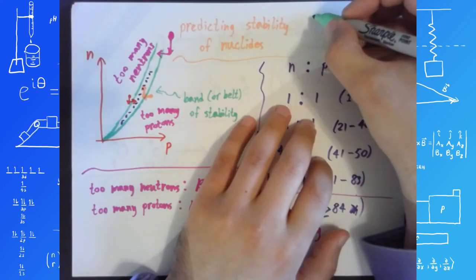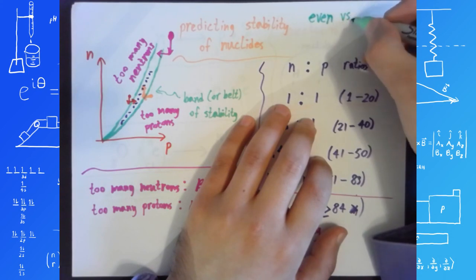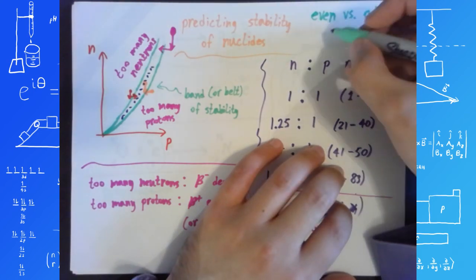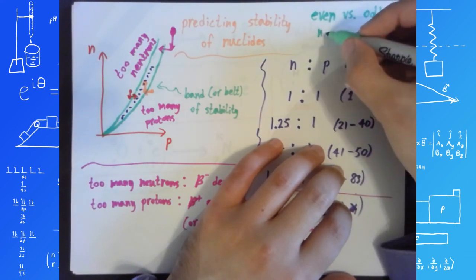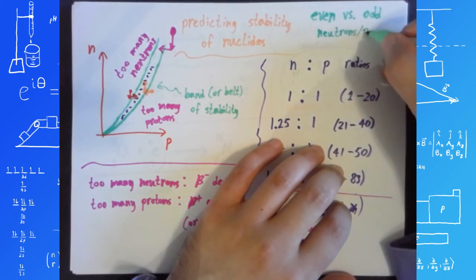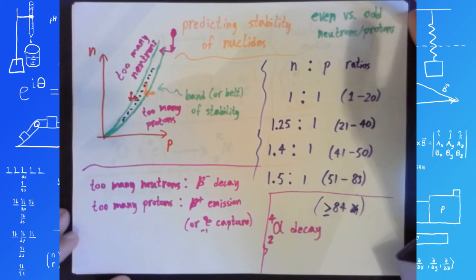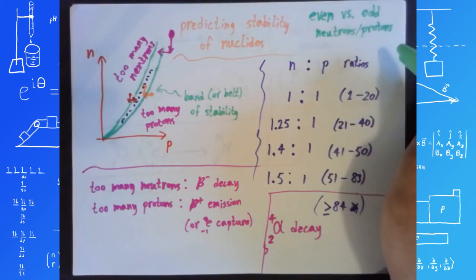It turns out that having even numbers of protons and neutrons seems to increase stability. Even versus odd neutron and proton counts. Of all the stable isotopes of the known elements, an overwhelming majority of them have an even number of neutrons and an even number of protons.